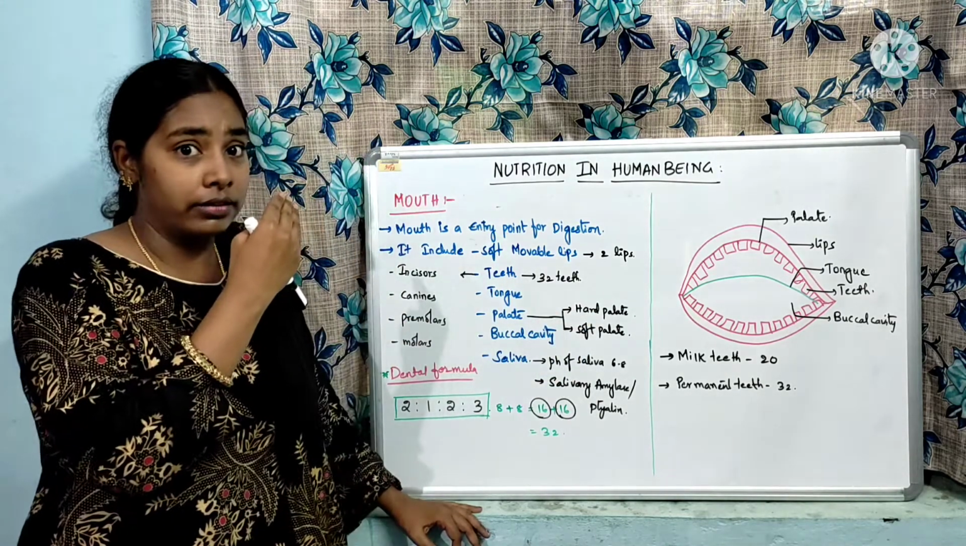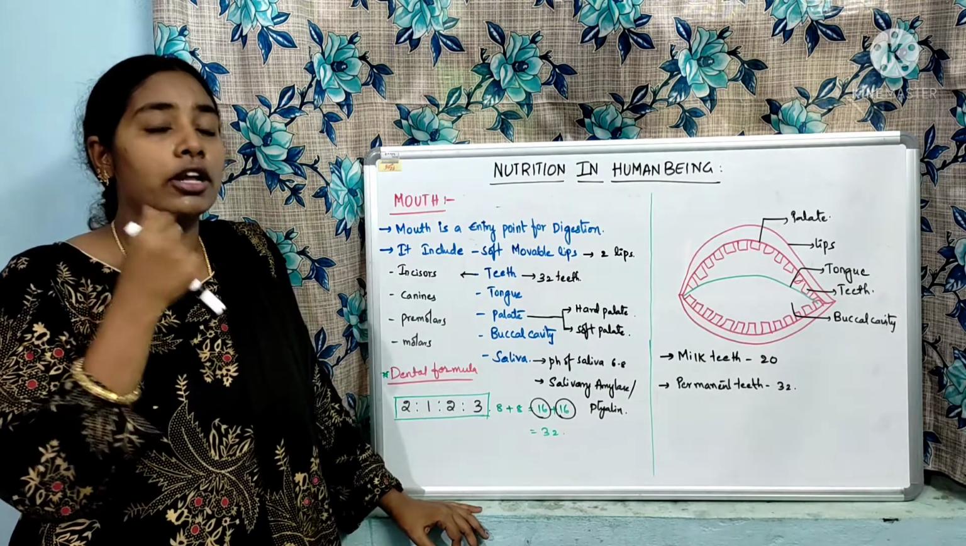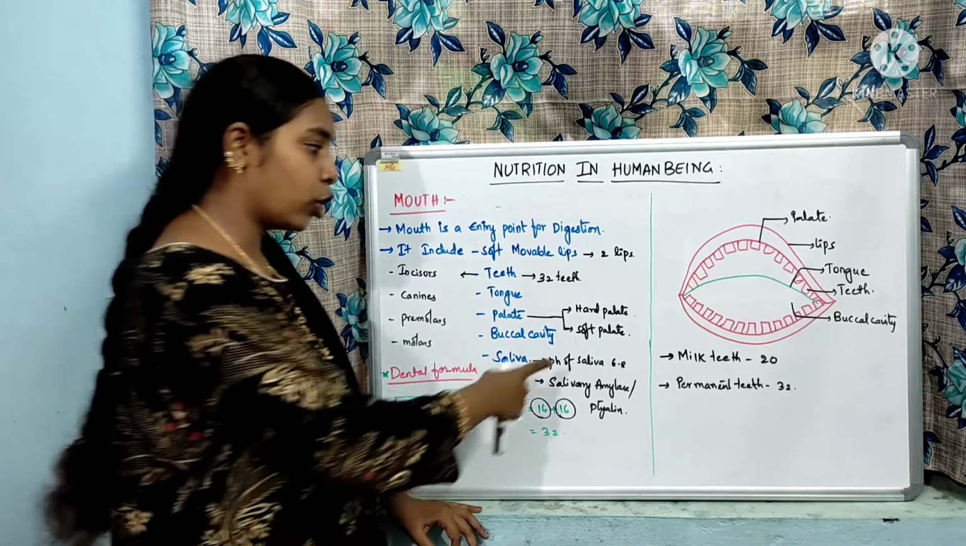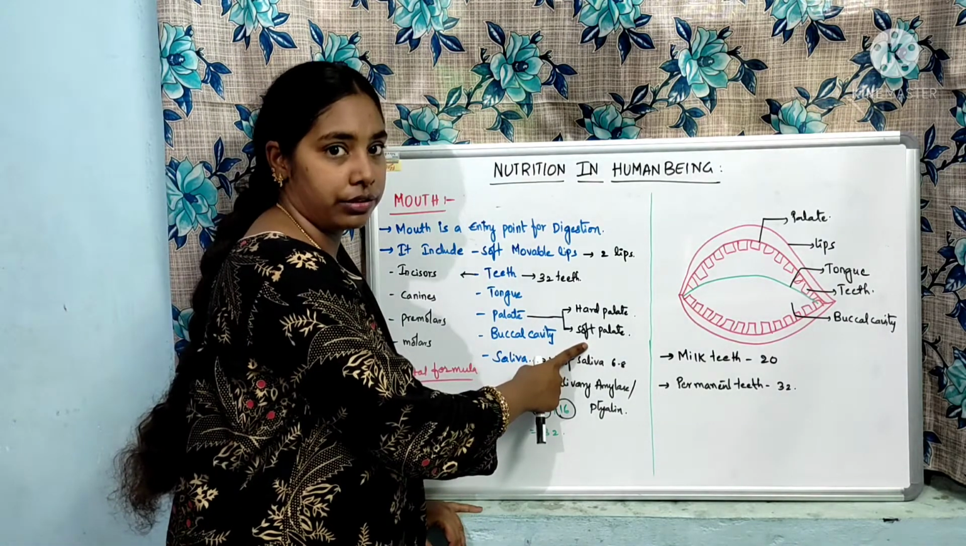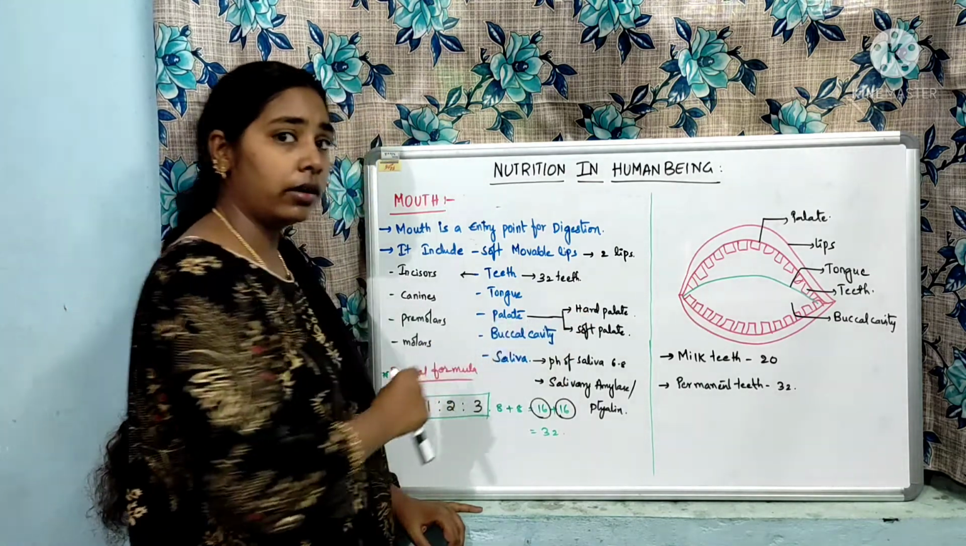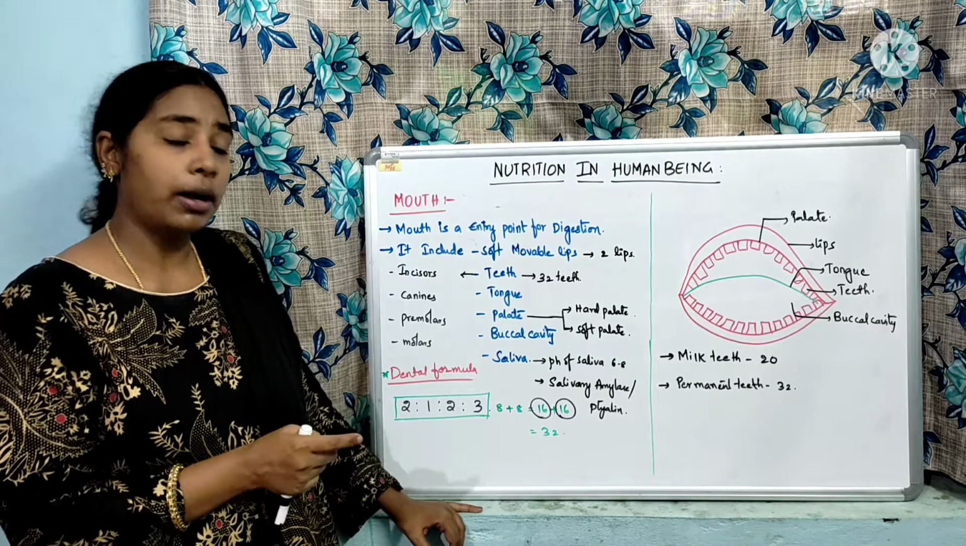Slide your tongue back, and you will find a soft material. When you touch it, it feels smooth and soft. We call that the soft palate. Hard palate and soft palate are the types of palate. Then what is the function of the palate?